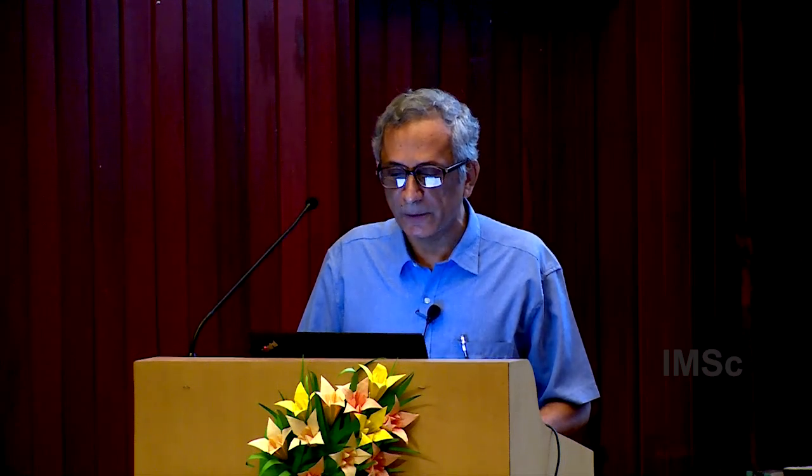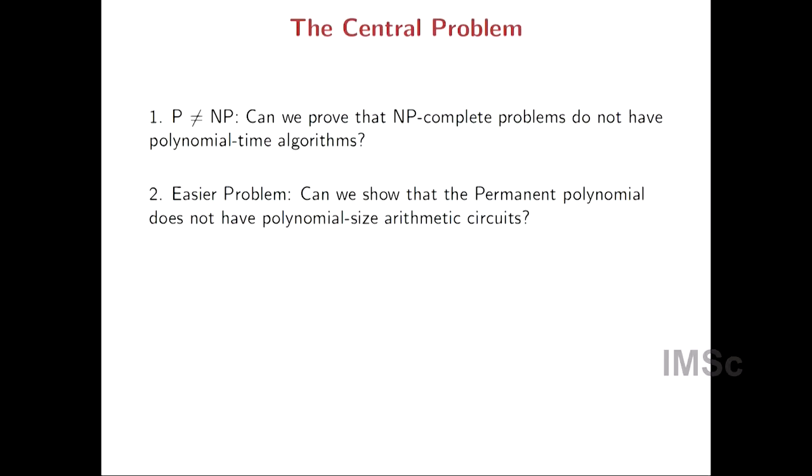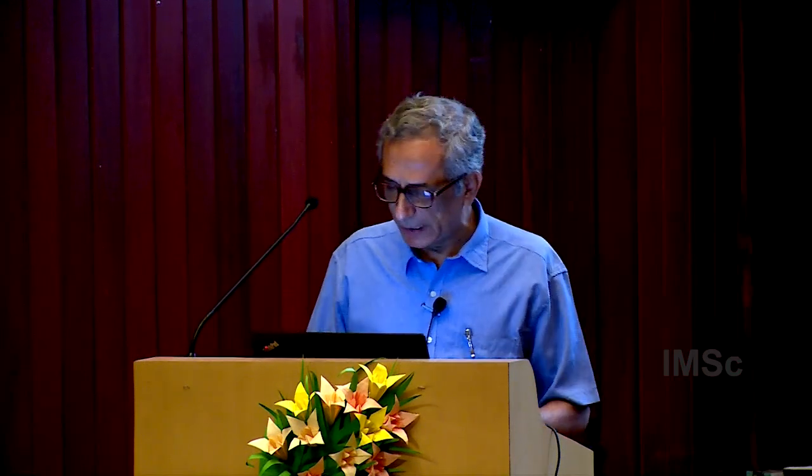At some point, there's this famous person called Les Valiant. He said, let's try the easier problem first. Can we show that the permanent polynomial does not have polynomial size arithmetic circuits? By looking at polynomial size arithmetic circuits, we dumb down the model of computation. We don't know how to deal with general computation. It's too clever. It can look at bits of a number and can do all kinds of clever things which we don't know how to handle.